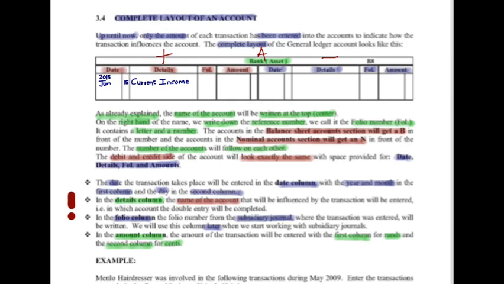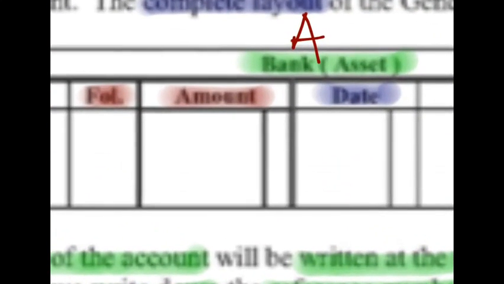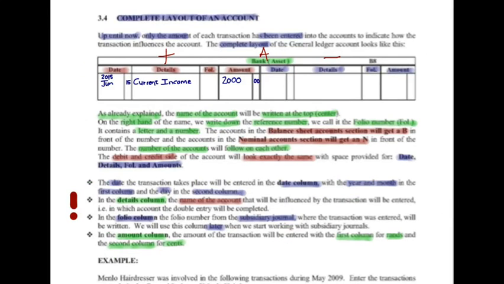Then the last column is my amount column. Again in the amount column you can see there are two columns in one column. That is only for rands and cents. So I will write it as follows: 2,000 rand and no cents. The first column is allocated for your rand amount and your second column for your cents. And that's as easy as that.